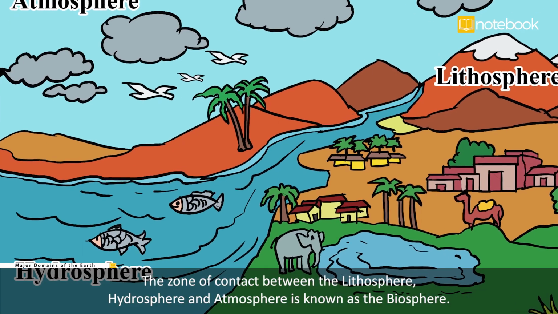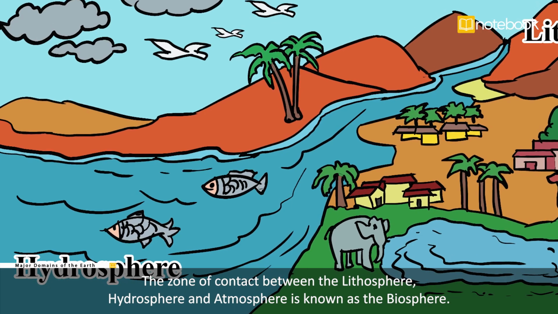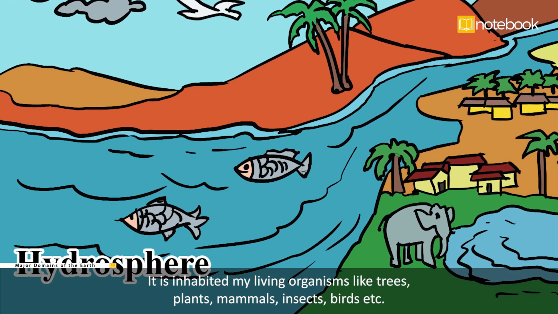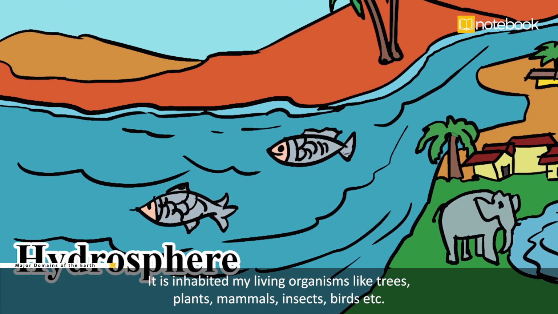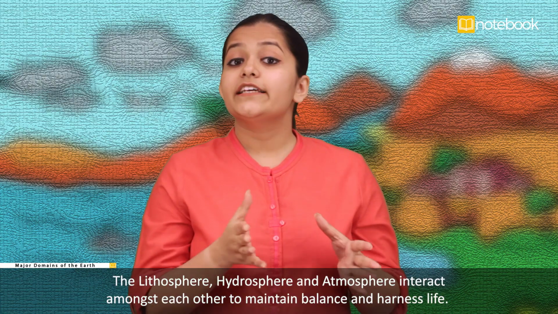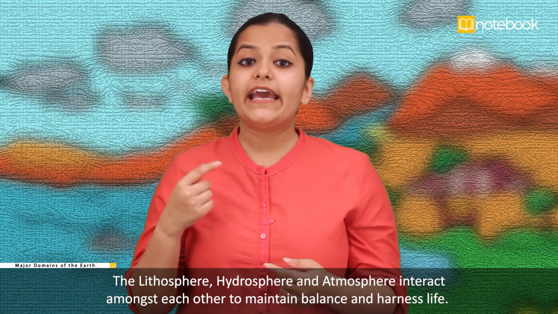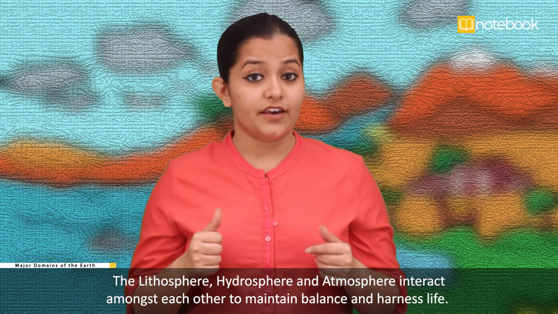The zone of contact between the lithosphere, hydrosphere and atmosphere is known as the biosphere. It is inhabited by living organisms like trees, plants, mammals, insects, birds, etc. The lithosphere, hydrosphere and the atmosphere interact amongst each other to maintain balance and harness life.